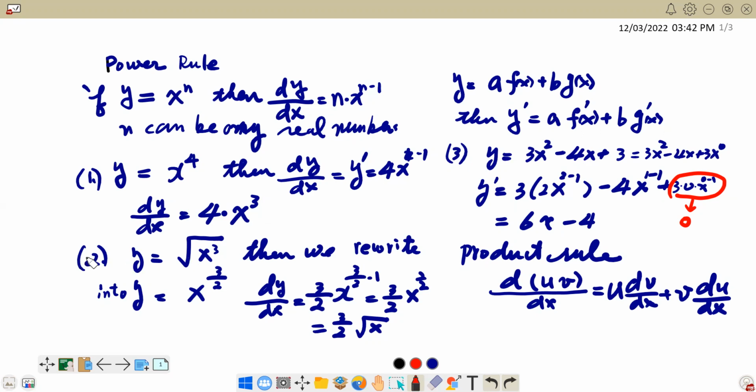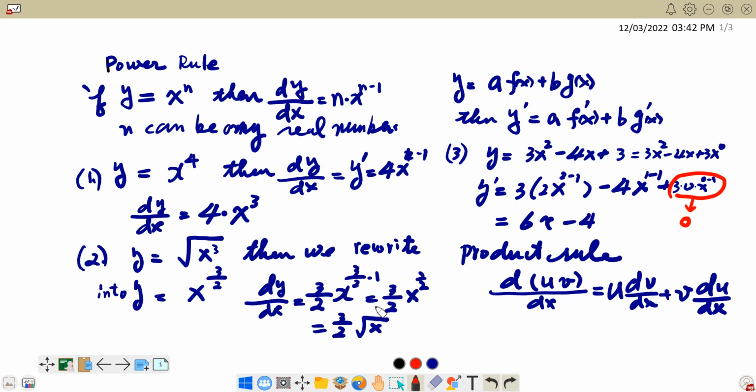Now the second example, if y equals the square root of x to the third, then we can rewrite it as y equals x to the 3 over 2. Now n is 3 over 2. So dy over dx is 3 over 2 times x to the 3 over 2 minus 1. So we get 3 over 2 times x to the 1/2, or 3 over 2 square root x.